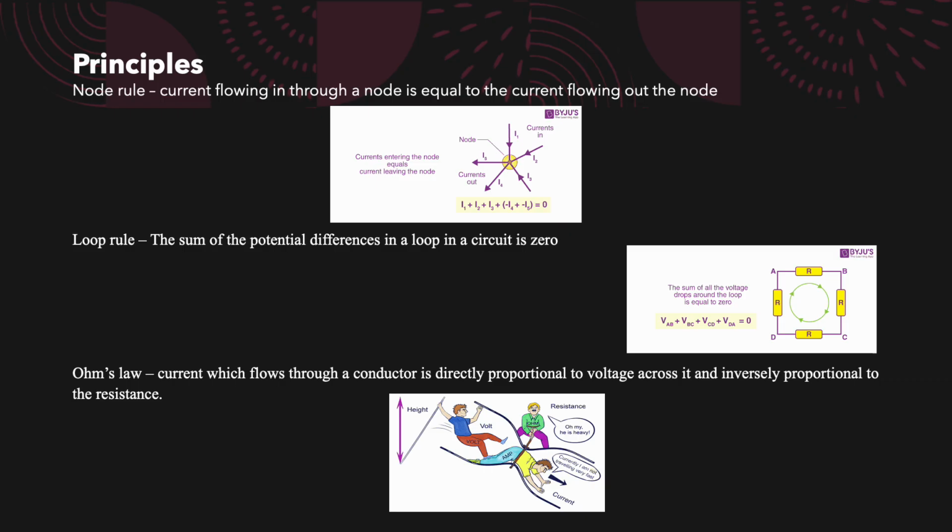The principles used in this lab are the nodal rule, which is that current flowing in through a node is equal to the current flowing out of the node. As you can see in the image, I1 plus I2 plus I3 is equal to I4 plus I5. Loop rule: the sum of the potential differences in a loop in a circuit is zero. As you can see in the image, VAB plus VBC plus VCD plus VDA all equates to zero. And the last principle, Ohm's law: current which flows through a conductor is directly proportional to the voltage across it and inversely proportional to the resistance.